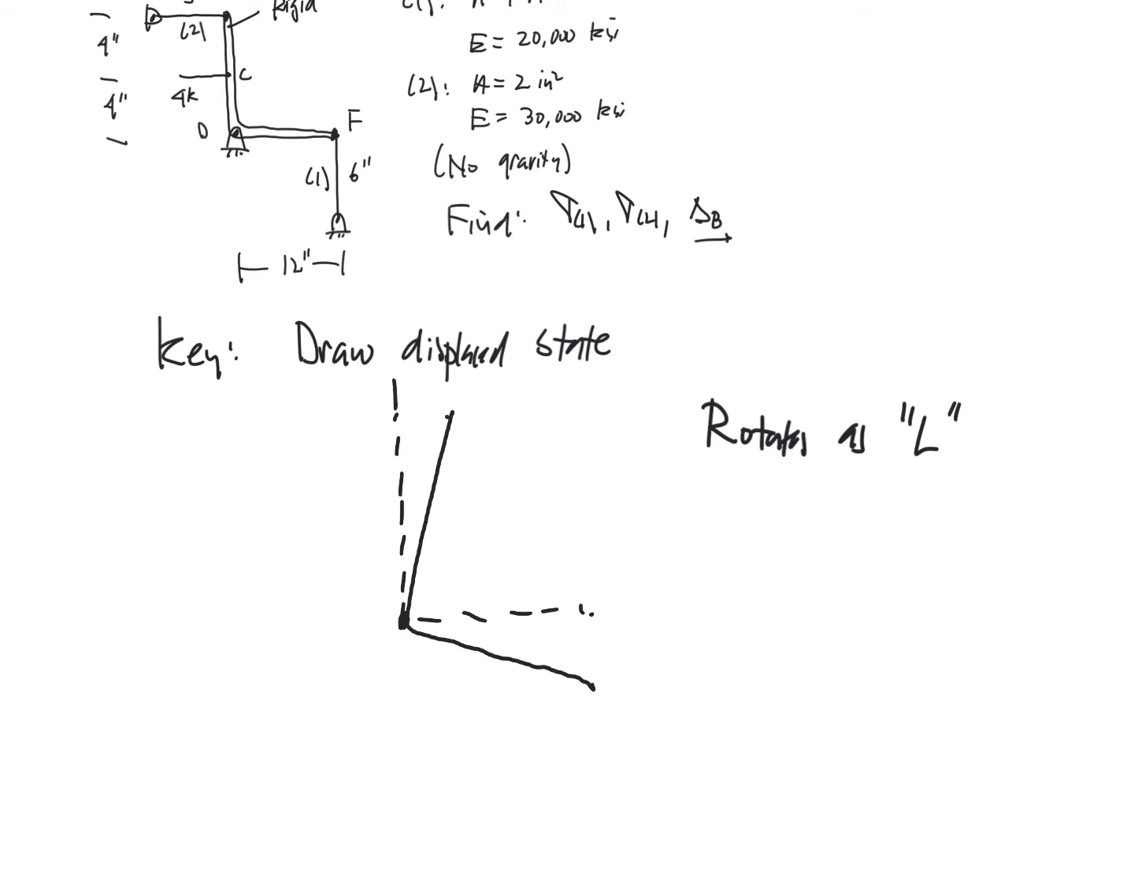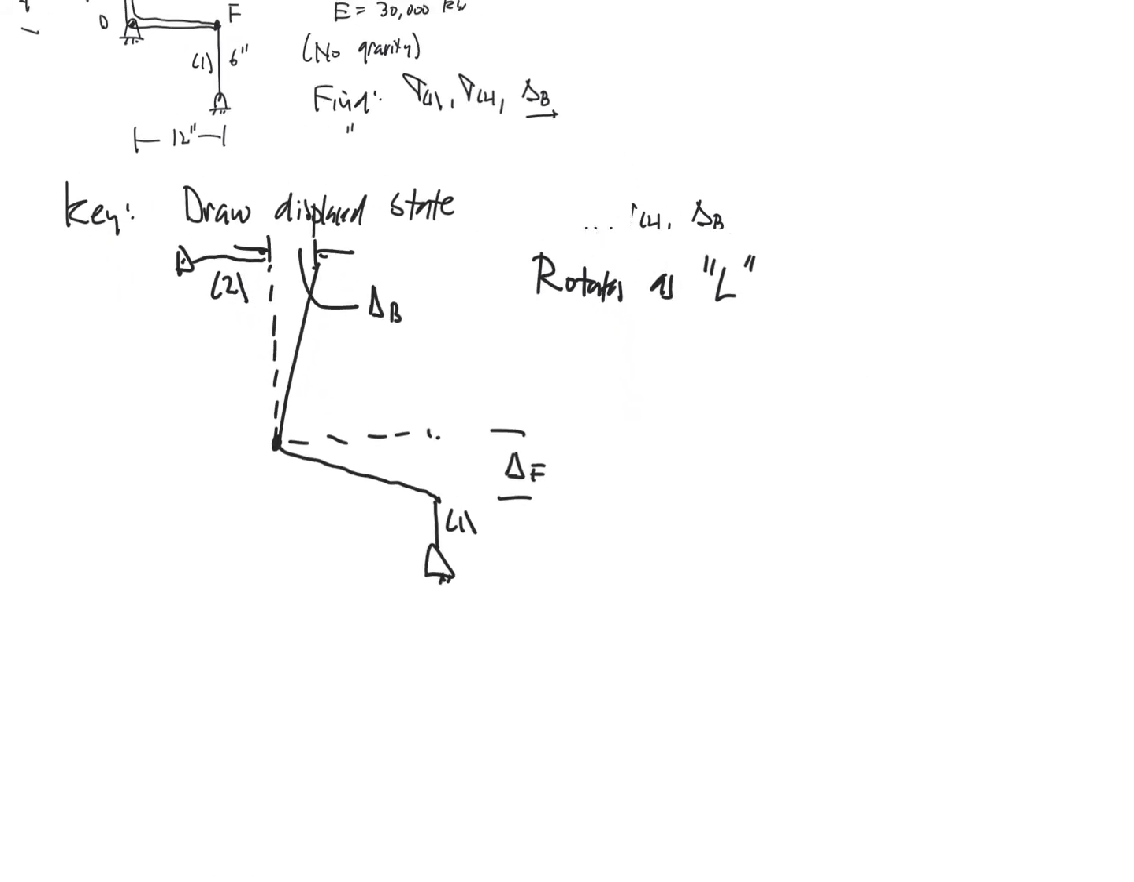So this displacement is what we're calling delta B. And then this displacement, we would call delta at F. That's how much this bar is shrinking. This amount is how much this bar is stretching. So bar 1 is being compressed, bar 2 is being stretched. So again, this is 2, this is 1.